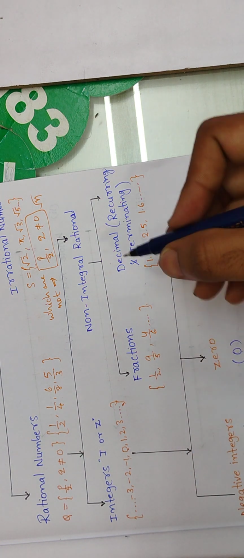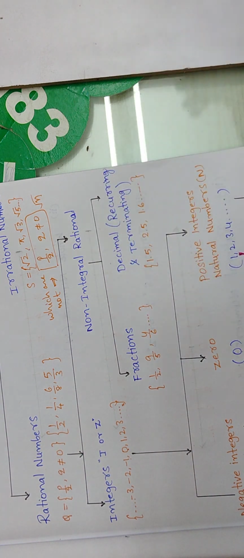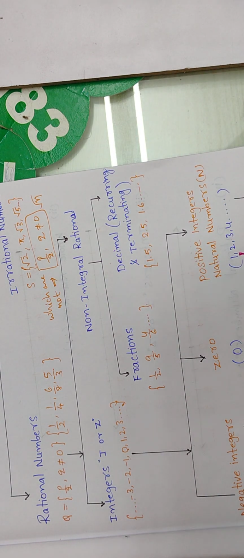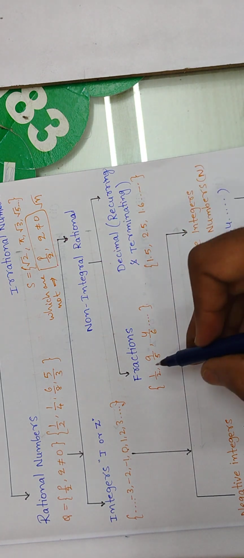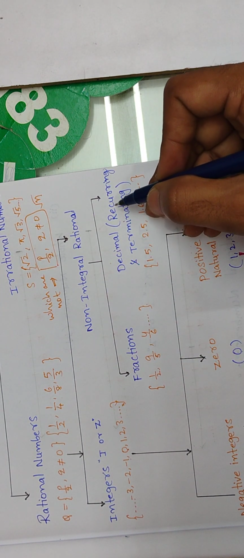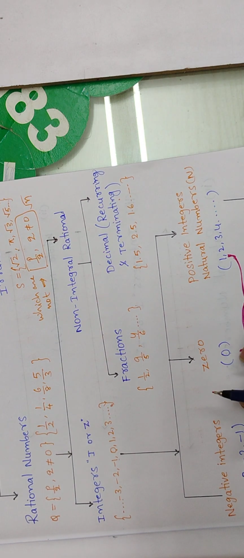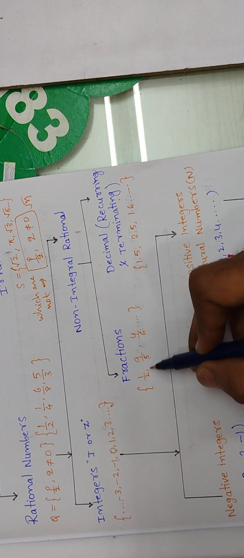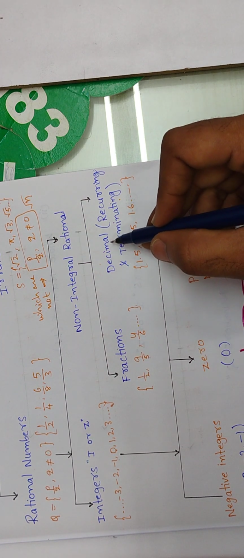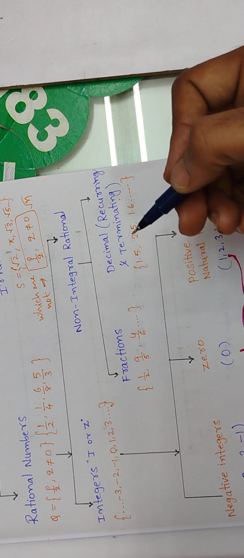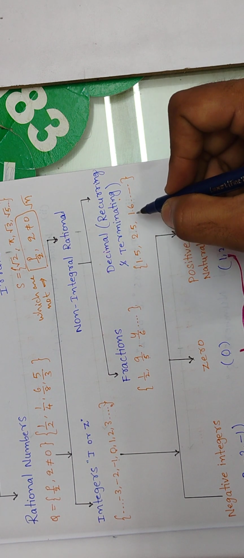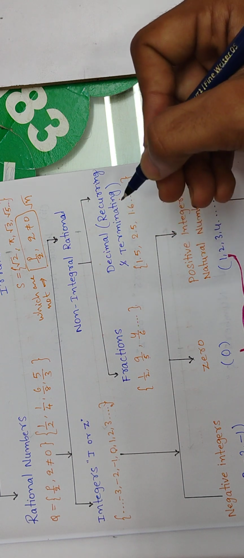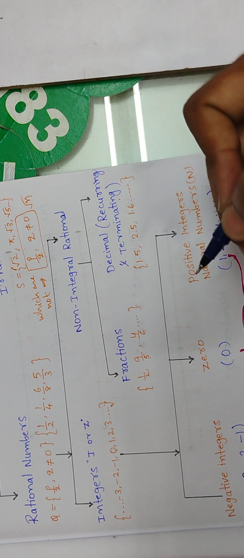Then come to non-integral rational numbers. We can classify non-integral rational numbers into two parts: fractions and decimals. For example, fractions: 1 by 2, 9 by 5, 4 by 6, meaning P by Q form. Then decimals means the numbers written with a decimal point, like 1.5, 2.5, recurring and terminating also. Recurring means the digit is repeating again and again after the decimal.